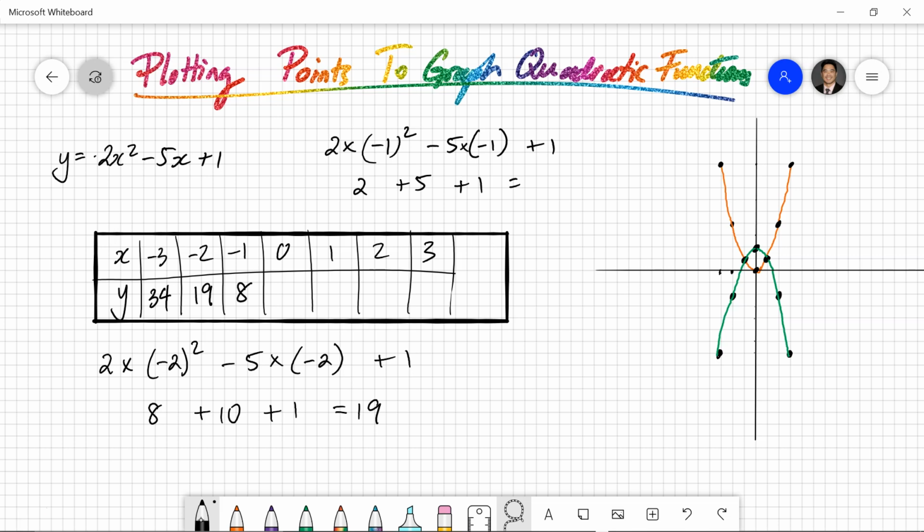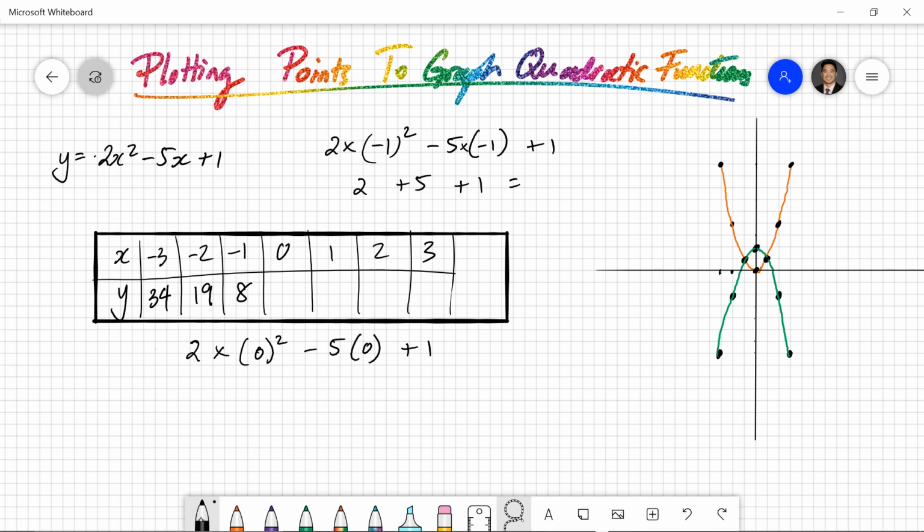And then if we substitute x with 0, we'll end up having 2 times 0 squared minus 5 times 0 plus 1. Obviously, anything multiplied by 0 is just 0, so we're left with just 1. And then we'll do the other 3 values as well. Okay, so 2 times 1 squared is just 2.